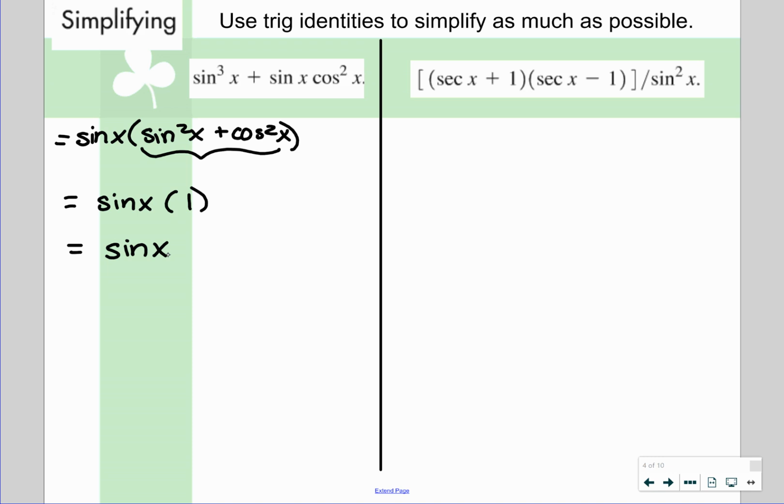Let's practice another one. This one, it's a little weird how it's typed there. This is what it looks like. Secant x plus 1, secant x minus 1 over tangent squared. Okay, that's what the problem is.